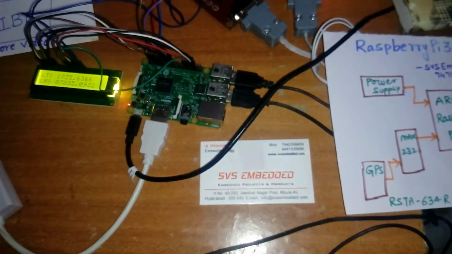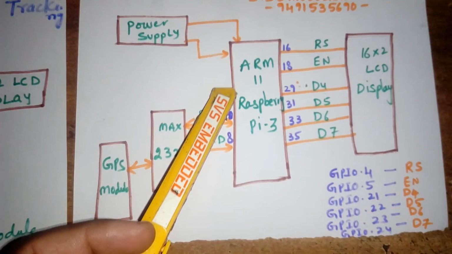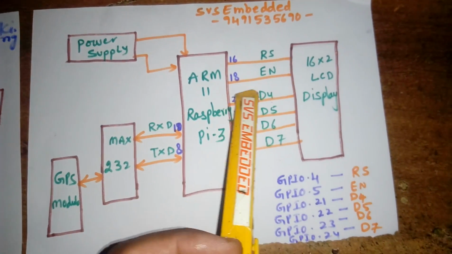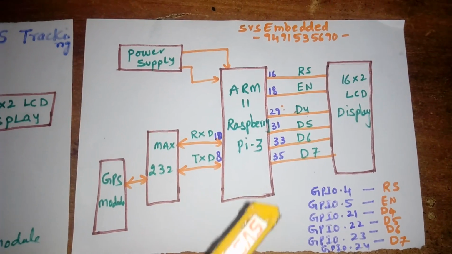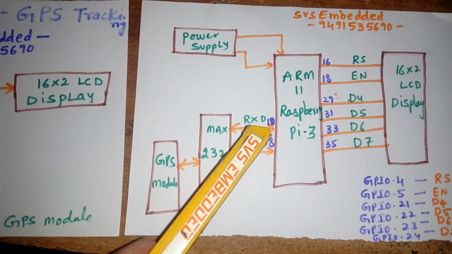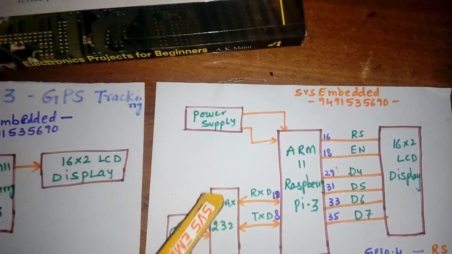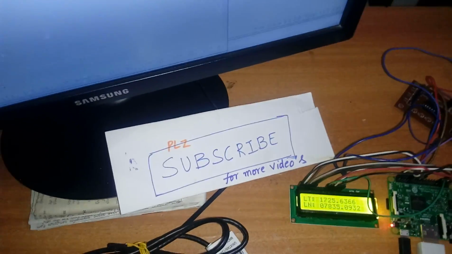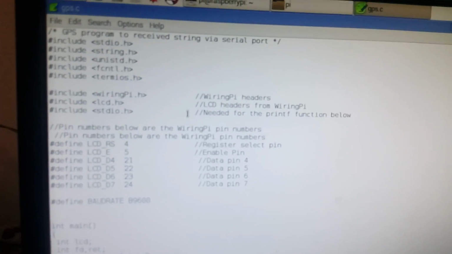So let us go into the circuit diagram. This is my circuit diagram, Raspberry Pi 3. These are the LCD connections, the 16x2 character LCD display. Whatever process is going on should be displayed on the LCD. And here are RxD and TxD, and one GPS module, and the power supply. So this is my core, serial communication.